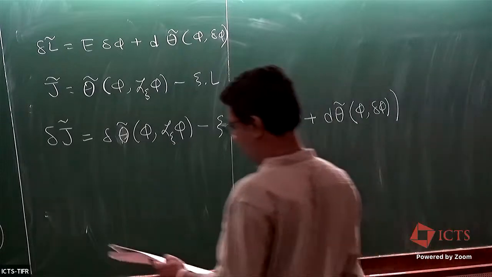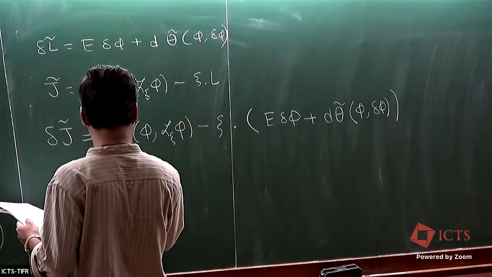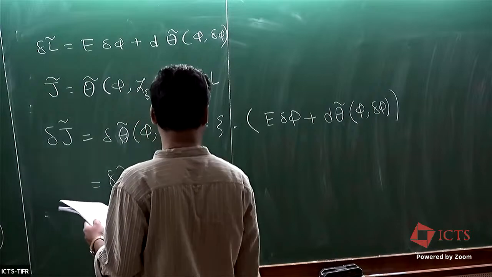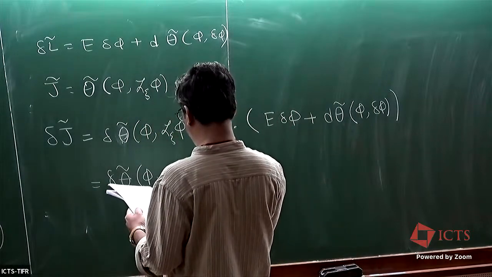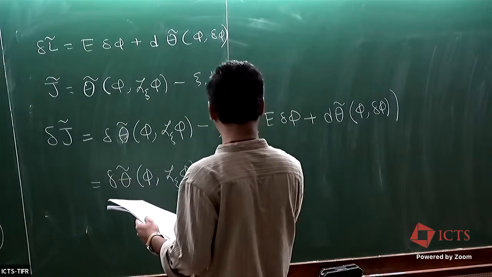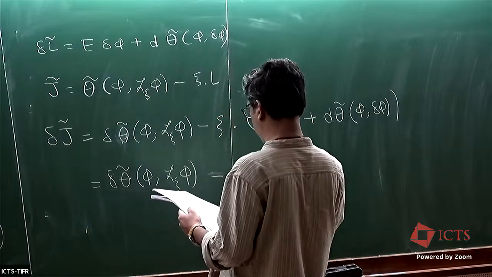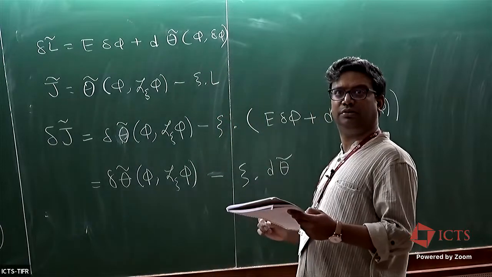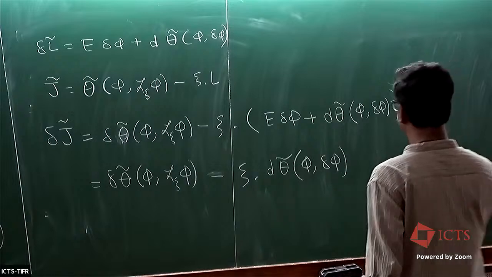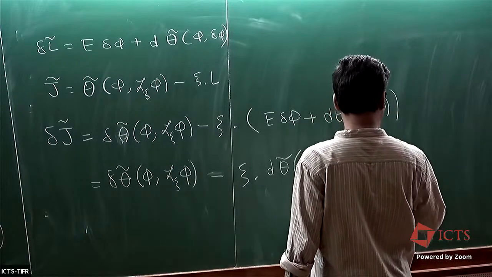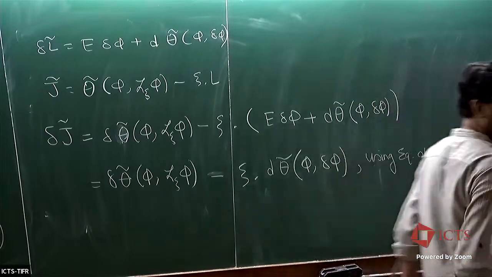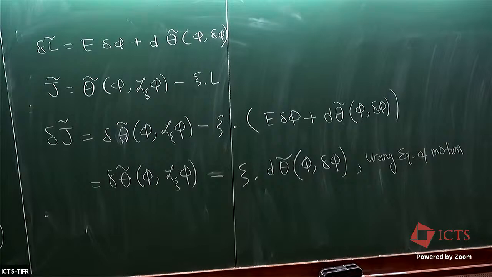Good. Let's go ahead. Delta of theta tilde phi, Li Xi of phi, let it be. And this I will write minus, okay? I will use the equation of motion, alpha Xi dot D theta tilde phi delta. Okay, using the equation of motion, E equal to zero. Okay, let's go ahead.